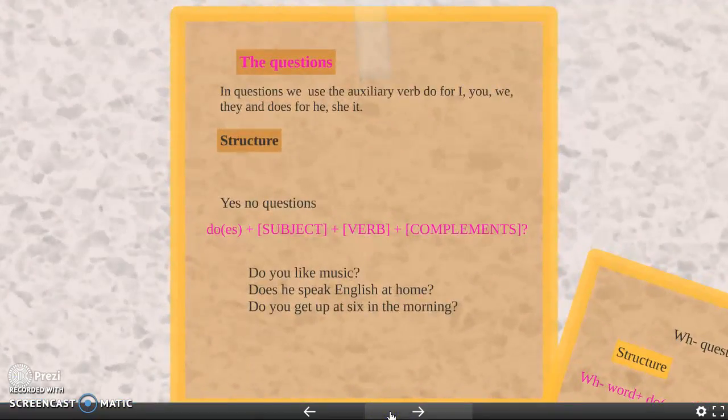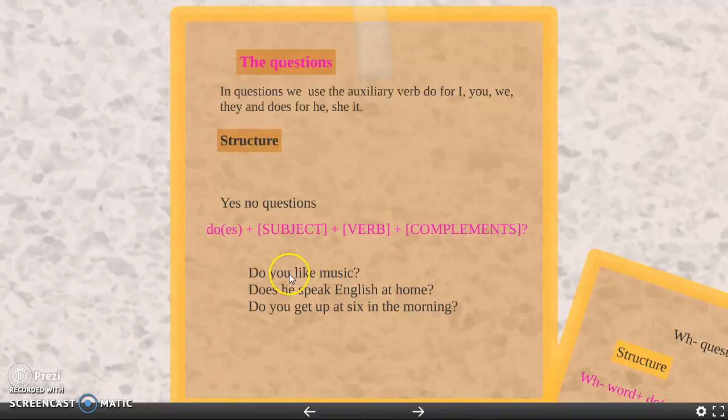The questions. In questions, we also use the auxiliary verb do. Do for I, you, we, and they. We use the auxiliary does for the third person singular, he, she, it. There are two types of questions. Yes-no questions. The answer is yes or no. We have the auxiliary do or does, then the subject, then the verb, and then the complements.